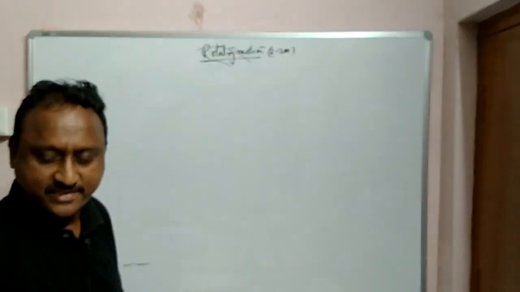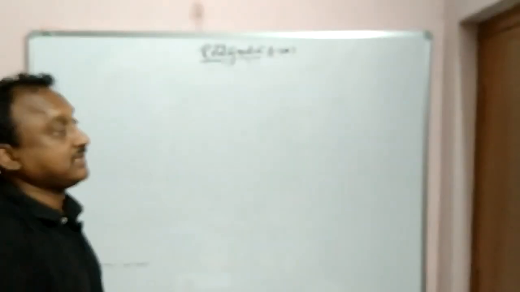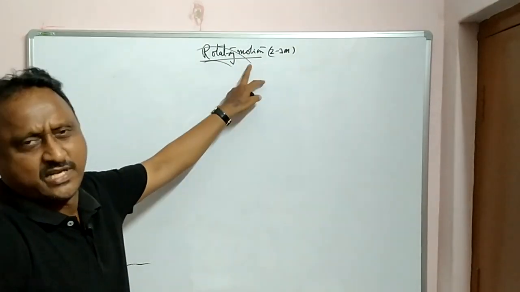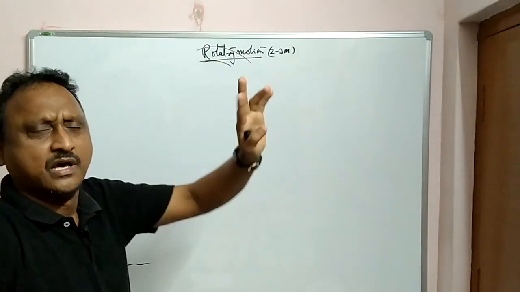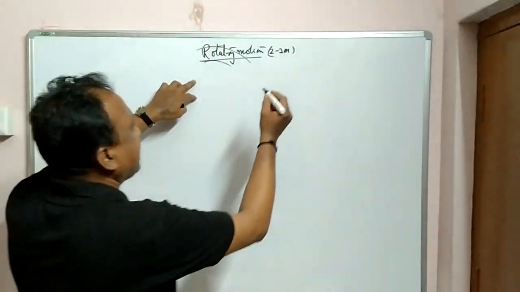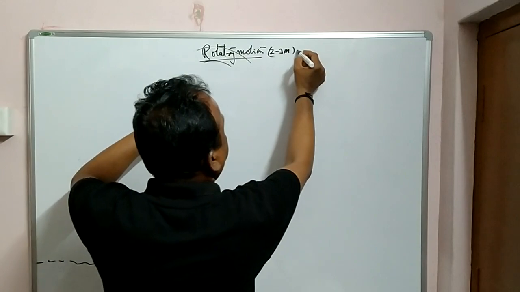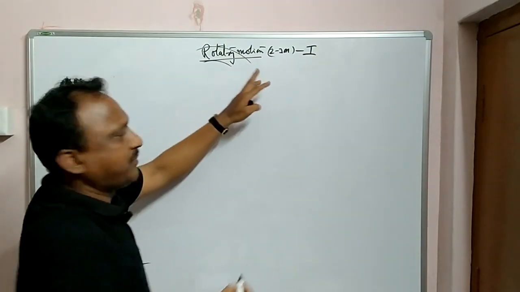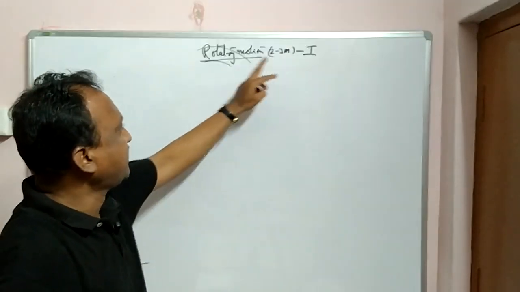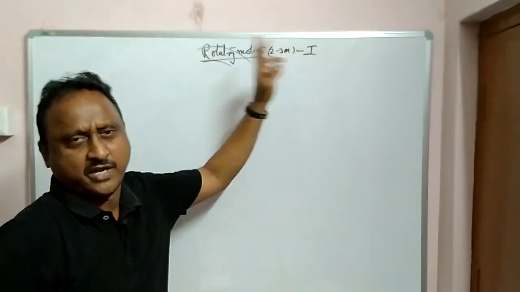See, as I said, this chapter is a very lengthy chapter. It may take around 2 parts or 3 parts. If we complete rotatory motion in 2 or 3 parts, it is a very big one. So you can take this as part 1, rotatory motion part 1. I'll divide this chapter into 2 or 3 parts because it's very lengthy.